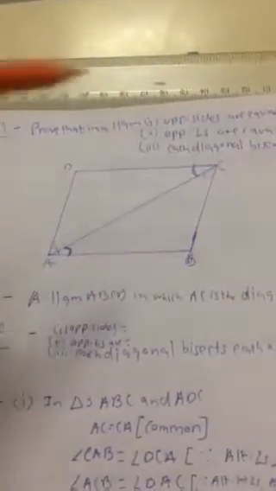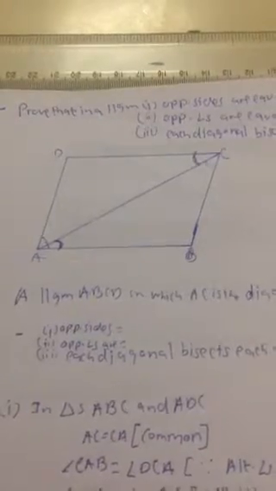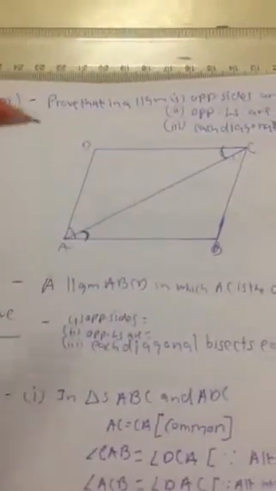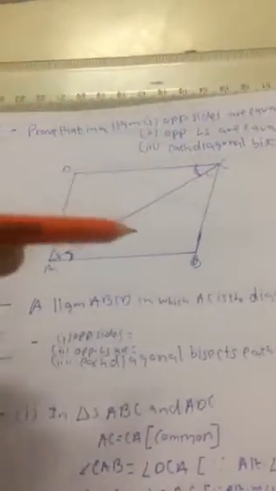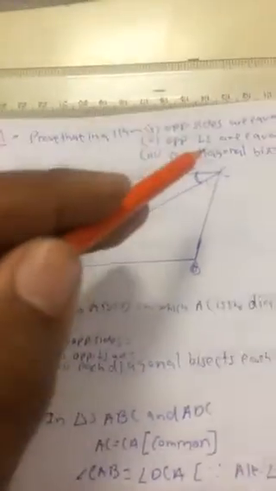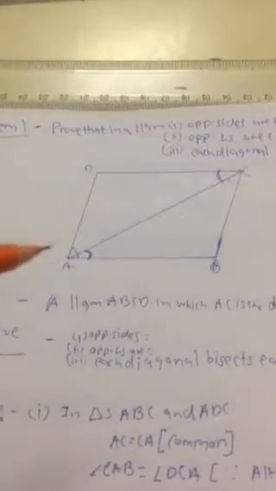Or otherwise, I would have to construct the diagonal AC, but there would be a further step, that is writing the construction: join AC. But in this case, we will not write that, since it is already given that each diagonal bisects the parallelogram. Okay, so ABCD is a parallelogram, AC is the diagonal. Now let us write the given. A parallelogram ABCD in which AC is the diagonal.